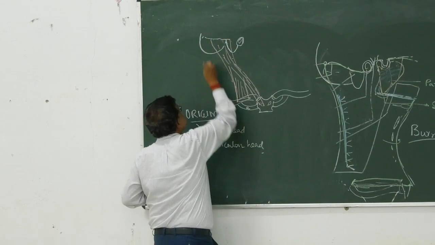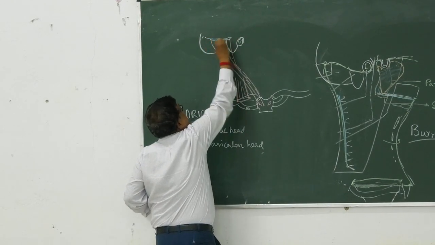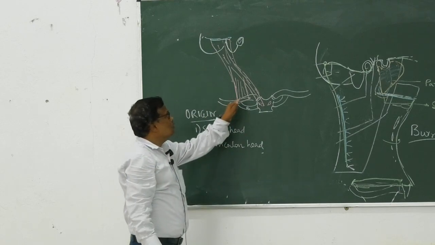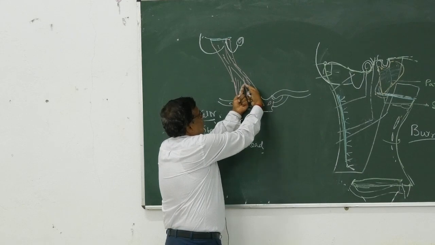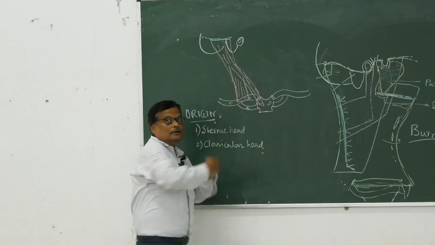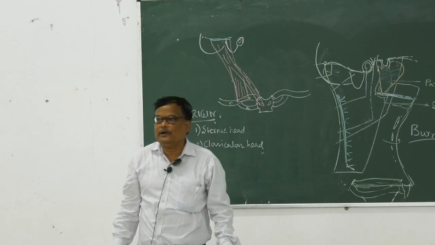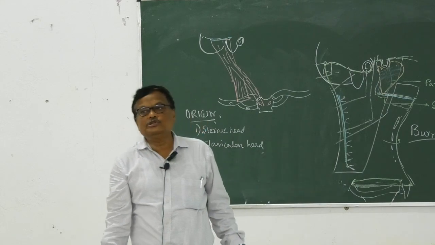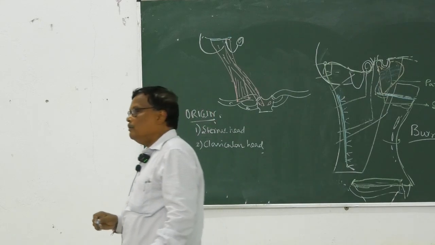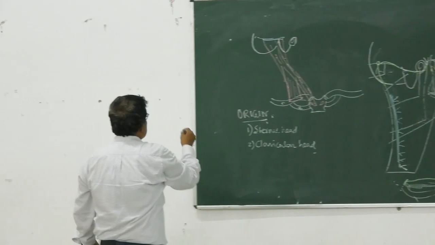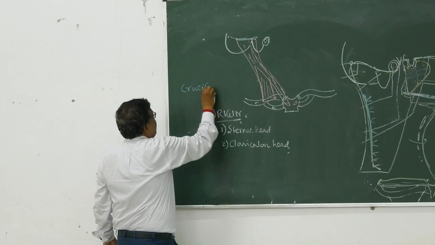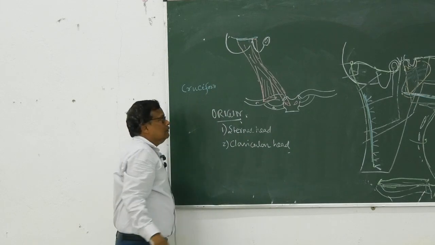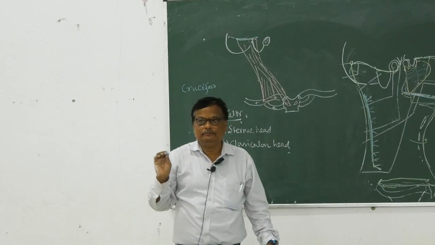So look, both heads ultimately join and cross each other. So sternocleidomastoid is an example of cruciform muscle. Cruciform muscle. Cross করতে cruciform muscle গেল। তাহলে origin insertion.